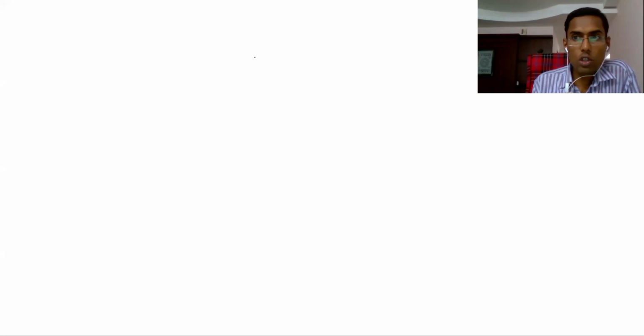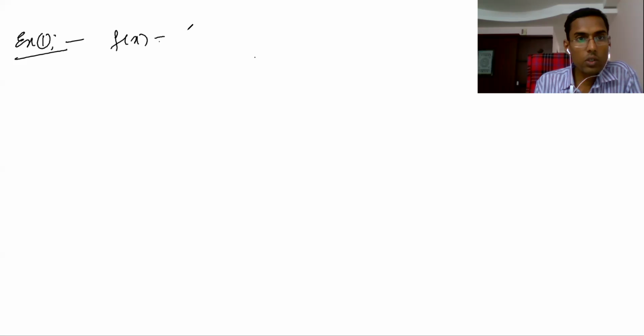So we are finding the range. Now we'll see the next example, that is quadratic by quadratic. So that is f of x. Let's say f of x equal to x square minus 1 by x square plus 1.